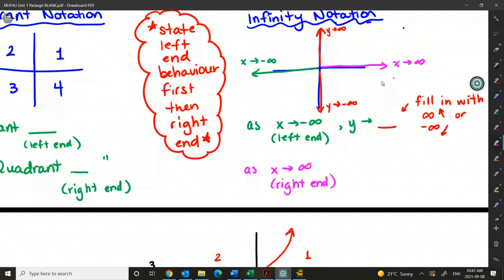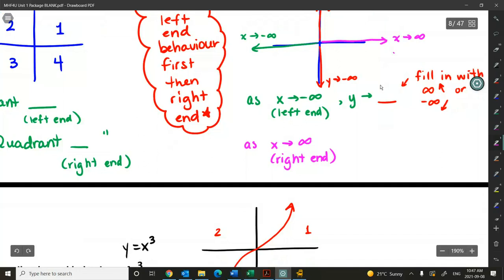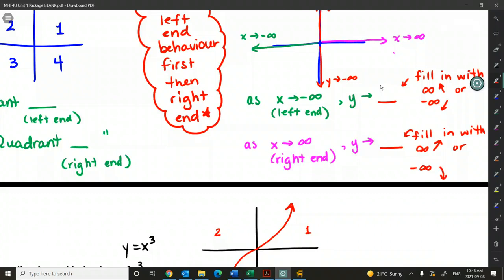And then you will tell what that end is doing. Is the right end facing up, or is it facing down? If it's going up, I will say y approaches positive infinity. If my end is going down on the right, I will say negative infinity, as usual. So again, I will say y approaches, and then I will fill this in with infinity if my graph is heading upward, or with negative infinity if my graph is headed downward on the right side.